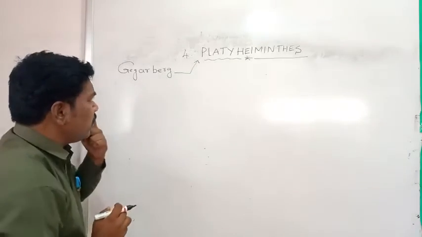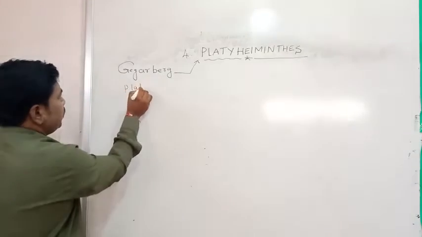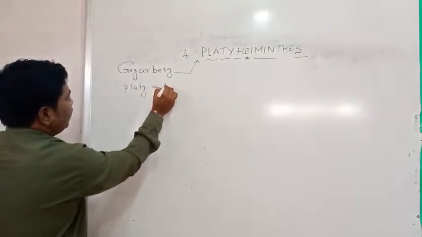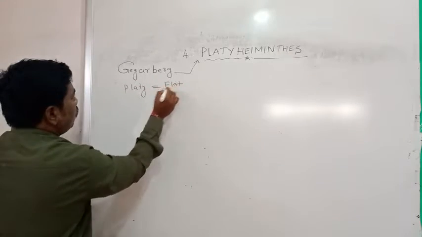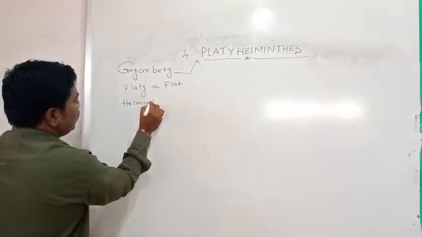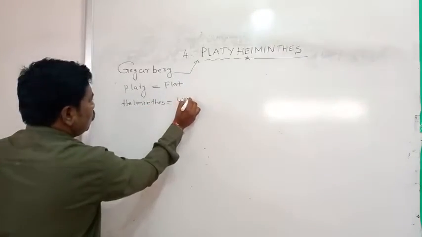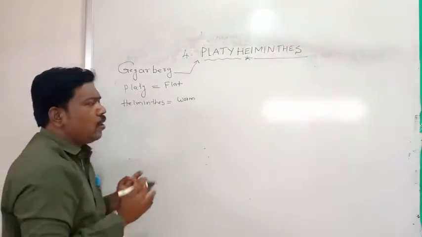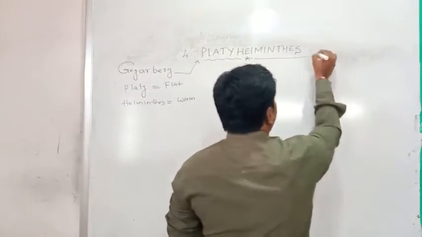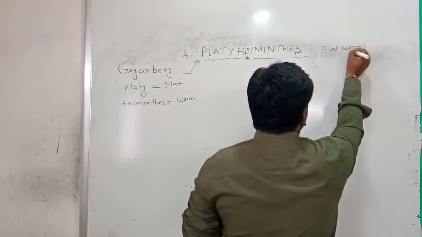Platyhelminthes is taken from Greek words. Platy means flat. Helminthes means worms. What is the meaning of Helminthes? Worms. So simply, Platyhelminthes means flat worms.